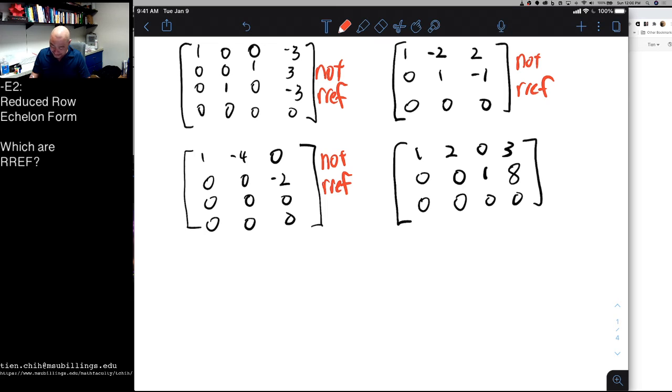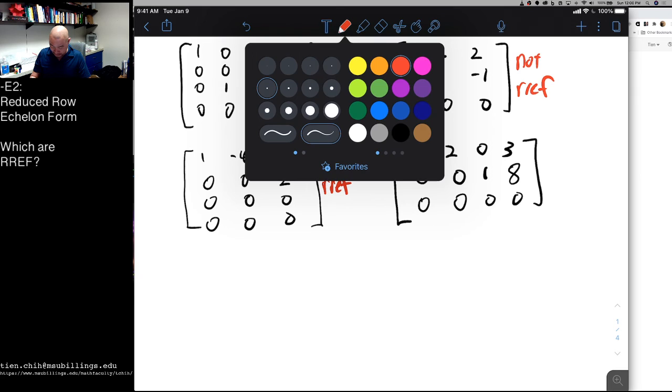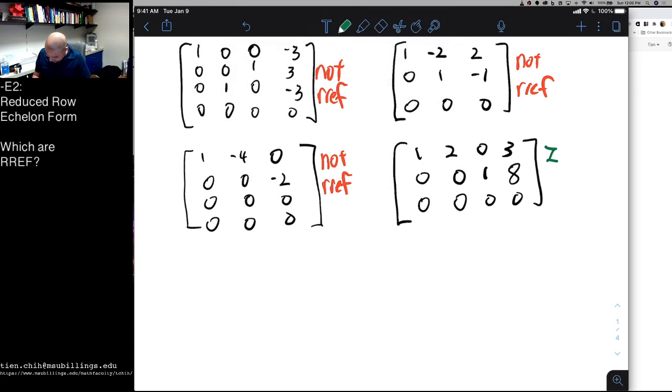Now, finally, let's get to this last matrix here. We have these two pivots, they're leading ones, everything above and below them are zeros, and they're descending rightwards. And because it satisfies all of these three things, this one is in fact in reduced row echelon form. So it is RREF. Yay, and let's put a smiley face there.